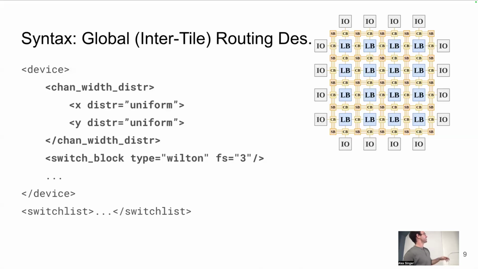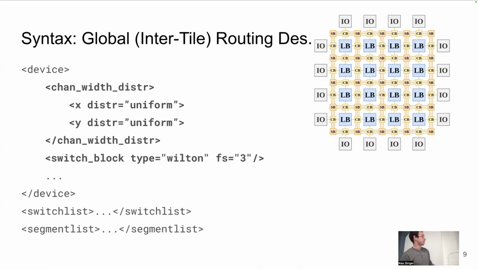Then we have the switch list. This isn't what you think it is. You may look at this and say, hey, Alex, didn't you just describe the switch block right here? What's this switch list doing? I'll show you a demo of this. This is just describing the delays within the switch block. So it's just some extra information that's necessary for the switch blocks that you will implement.